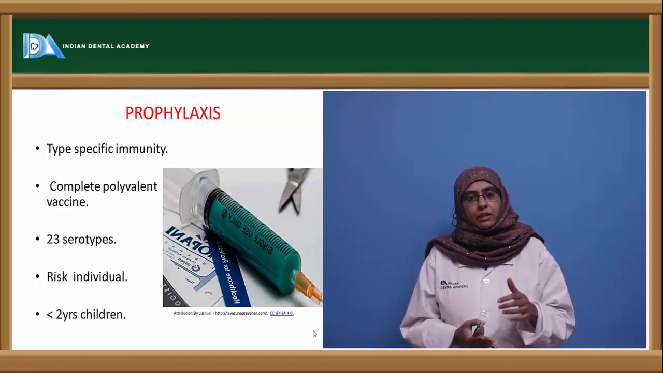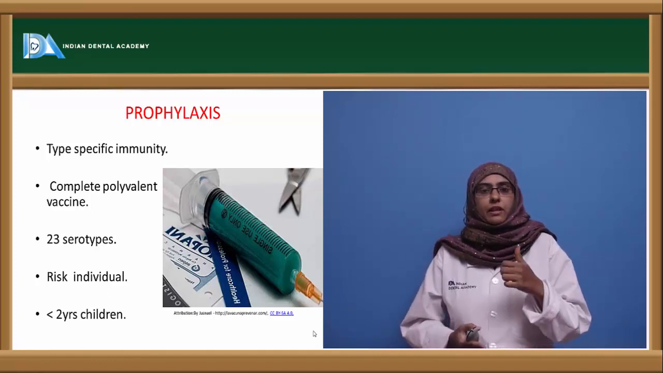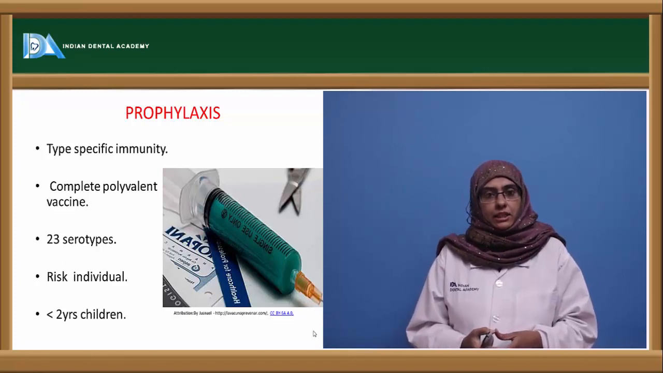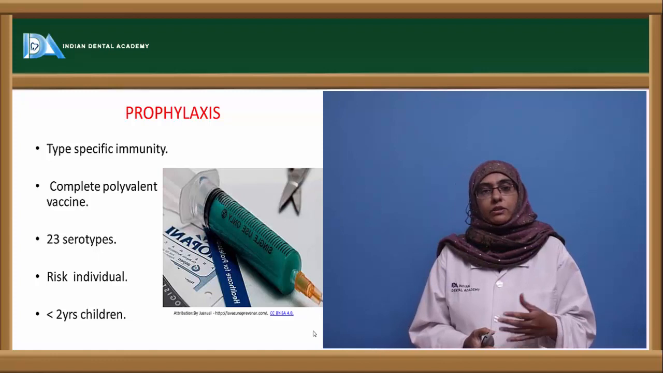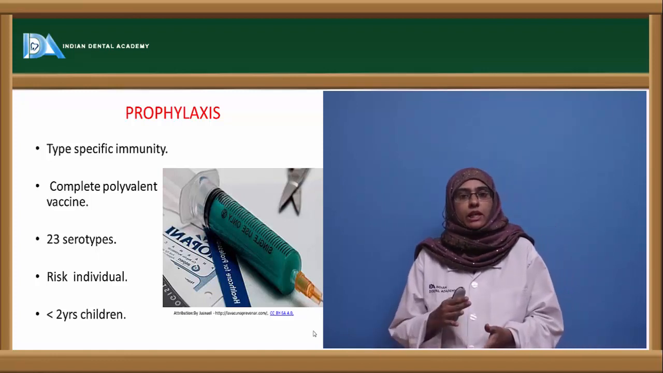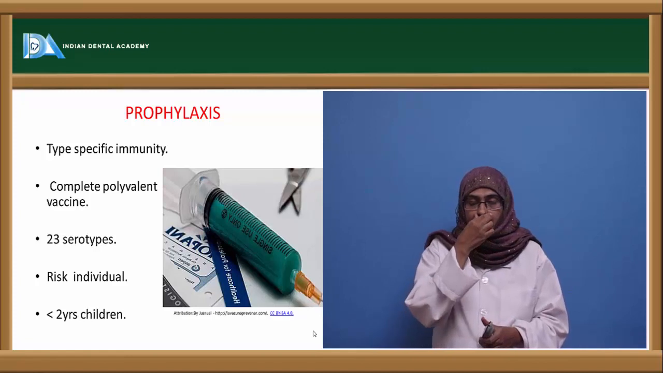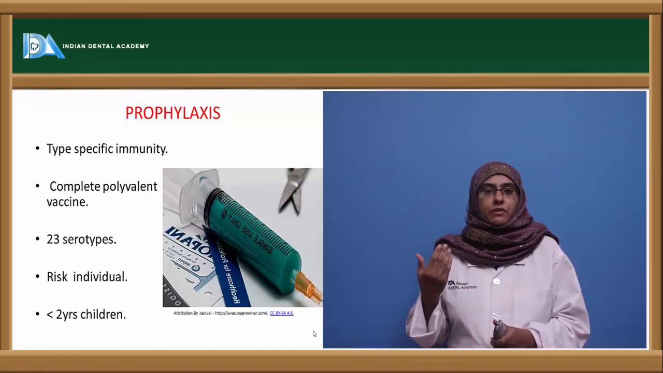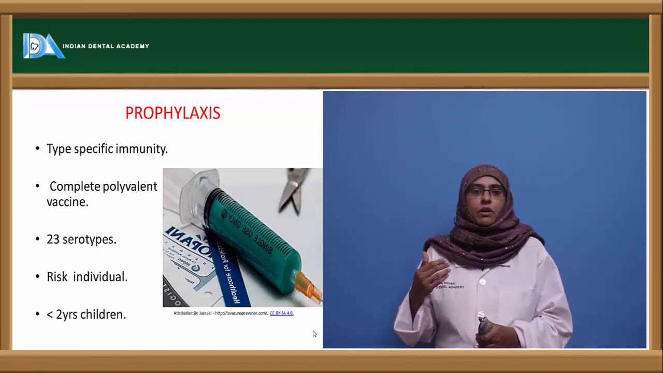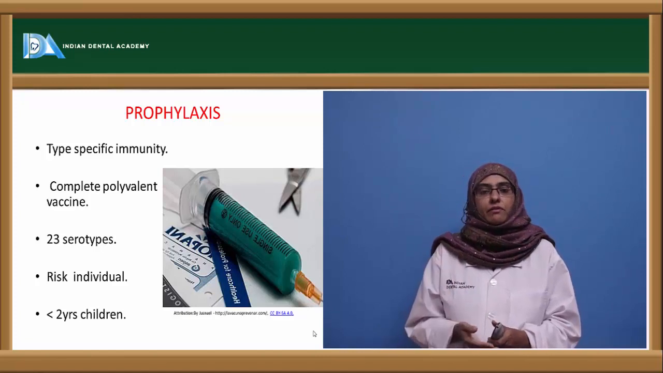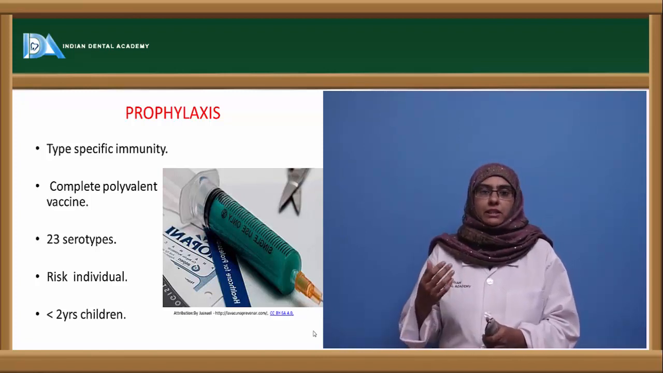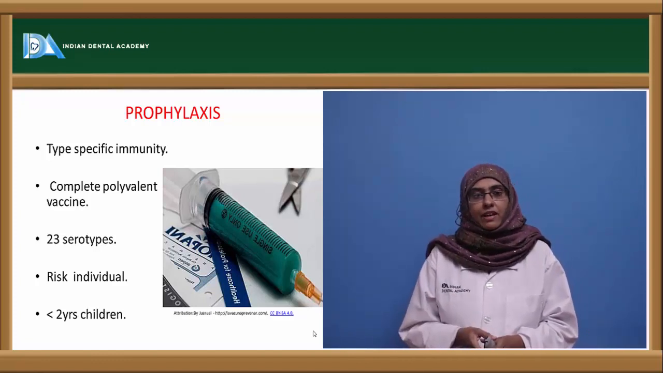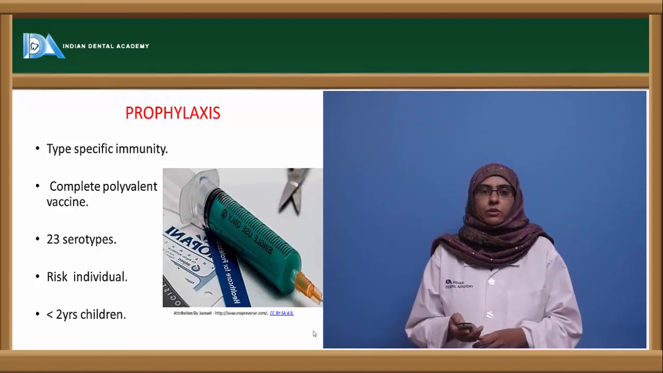This polyvalent vaccine can protect against 23 serotypes, thereby giving a protection of up to 80 to 90% against this pneumococcal disease. And this vaccination can be given only to the risk individual. It cannot be given to any person, but only to the risk individual. Now, what type of risk individual do we have? We have the person who has an immunocompromised state, where the lowering of the immune system is seen, or you have the person who has been suffering from malignancies, splenectomy, or sickle cell anemia. In those cases, this polyvalent vaccine can be administered, and the vaccine cannot be given to children who are less than 2 years.